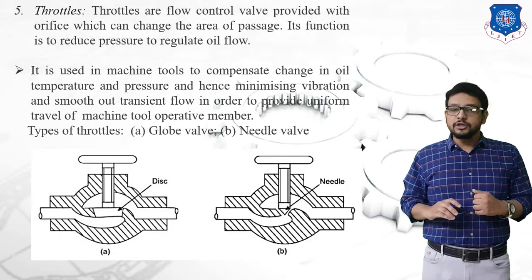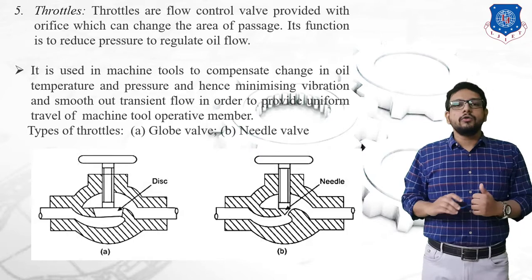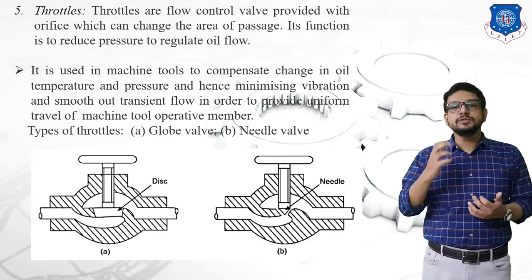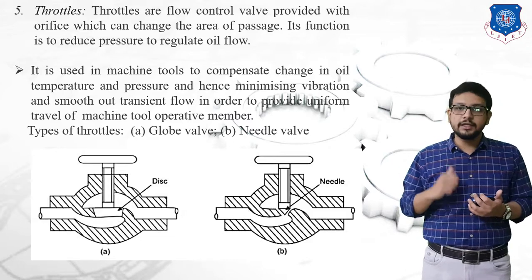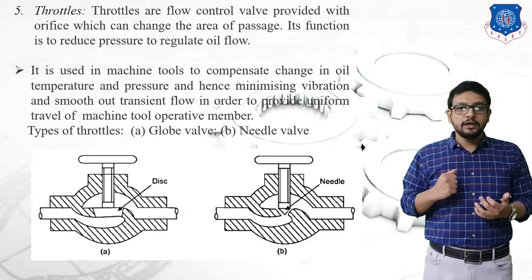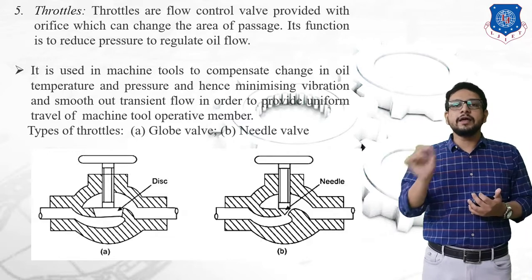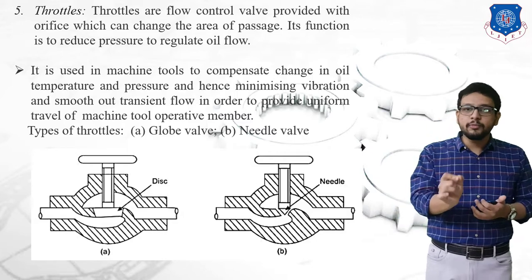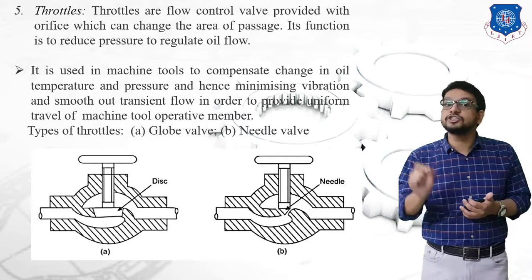Next we need to see the throttle valve. Now, what's the function of a throttle valve? The function of a throttle valve is to reduce the pressure of oil within a line or within a hydraulic circuit. Now this is done at constant enthalpy. You would have heard about the throttling process. So what is that? Throttling process means pressure reduction process.